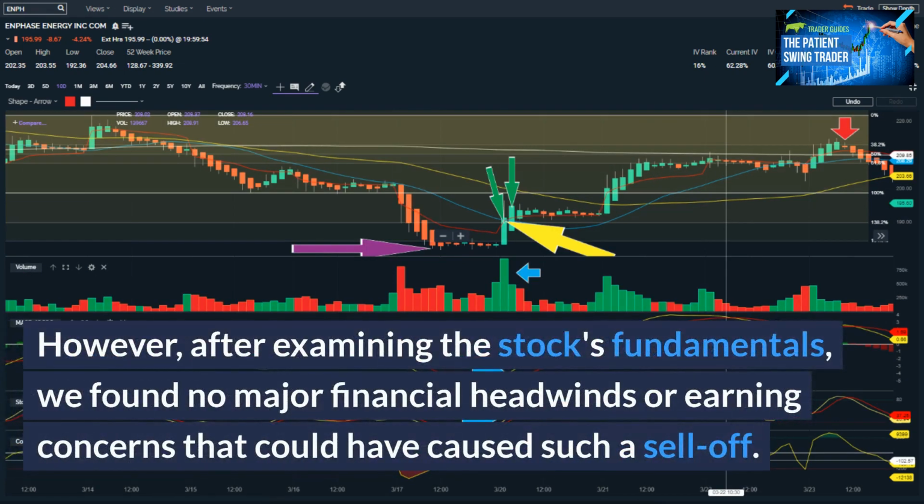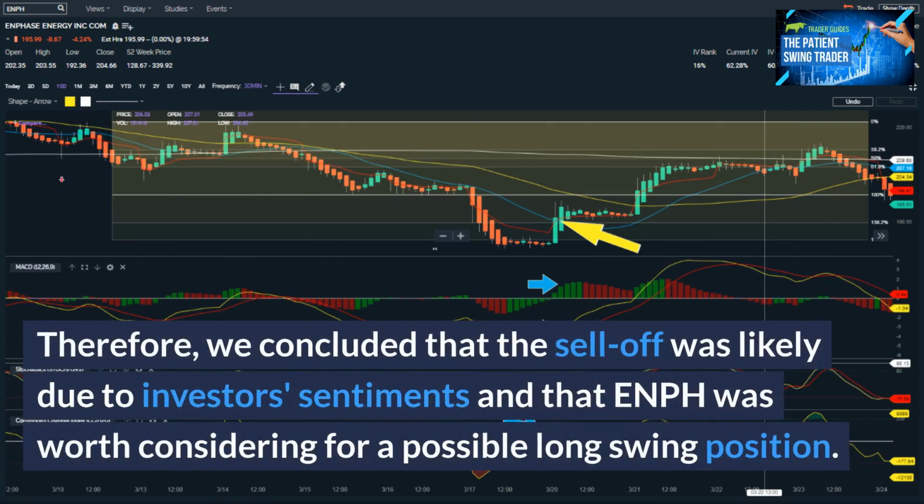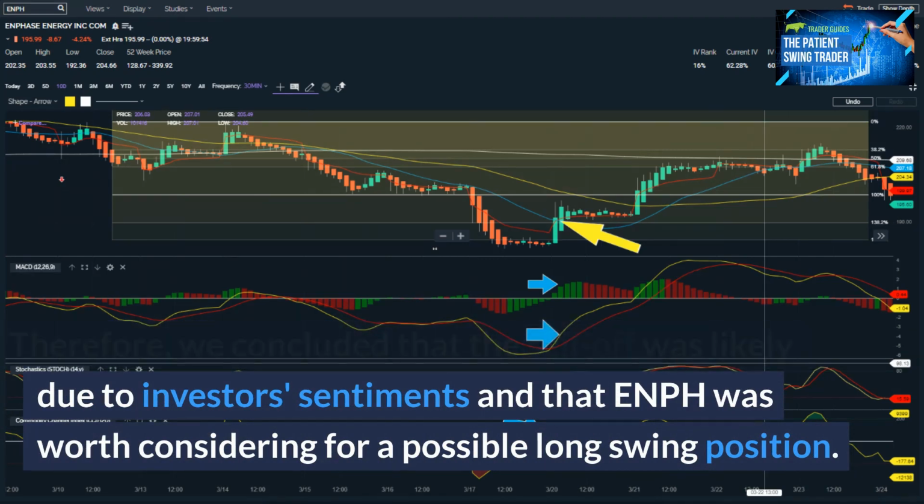However, after examining the stock's fundamentals, we found no major financial headwinds or earning concerns that could have caused such a sell-off. Therefore, we concluded that the sell-off was likely due to investors' sentiments and that ENPH was worth considering for a possible long swing position.